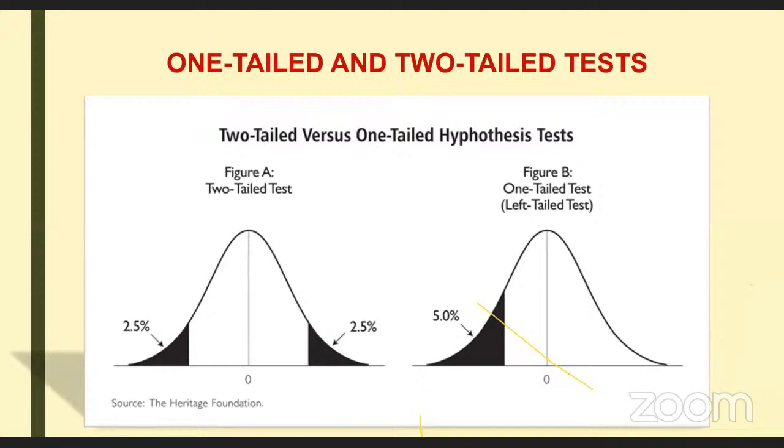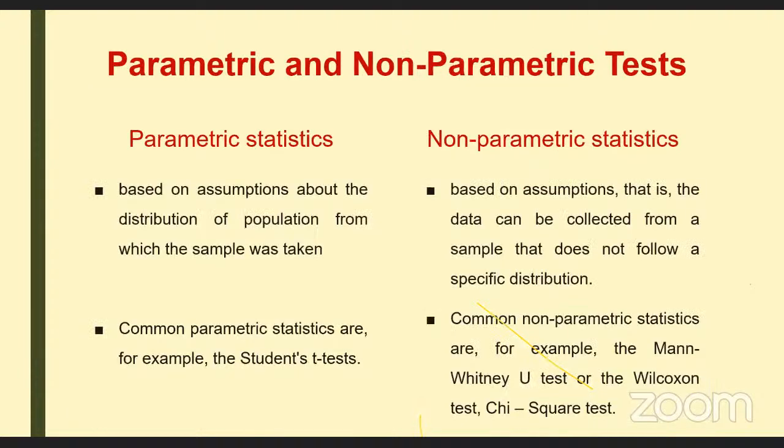So in standard control studies, we go for a two-tailed test, whereas in placebo control studies, we go for a one-tailed hypothesis test. I think this is clear to all of you. Then I come to my topic, that is about parametric and non-parametric tests. So what are the parametric and non-parametric tests?